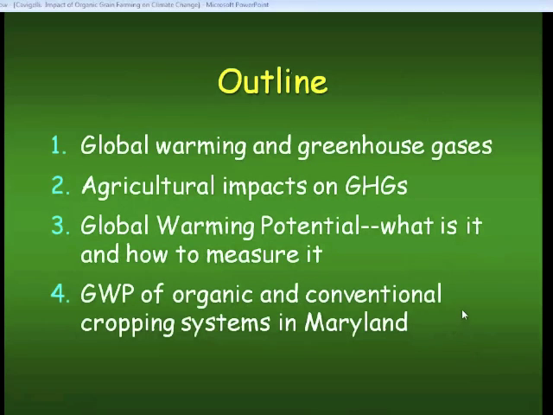So first, here's what I'm going to be talking about. I'll talk in general, as a means of introduction, about global warming and greenhouse gases. And then I'll talk about how agriculture impacts these greenhouse gases. And then I'm going to talk about global warming potential, which is a way of measuring the impact of agriculture on greenhouse gases. And then I will present a case study where we measured global warming potential in both organic and conventional cropping systems in Maryland.